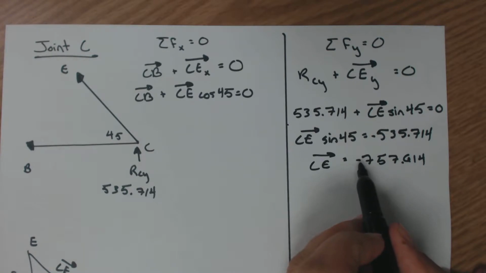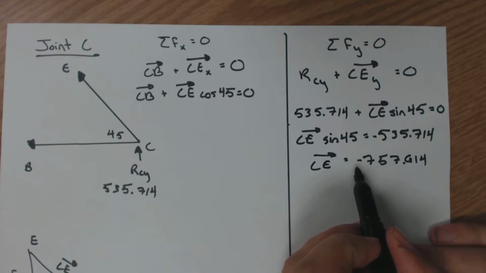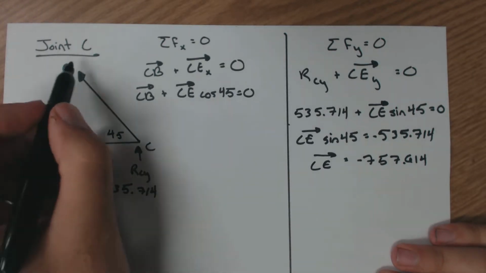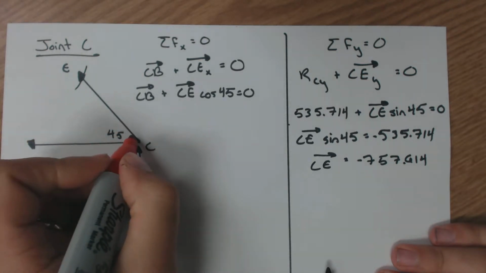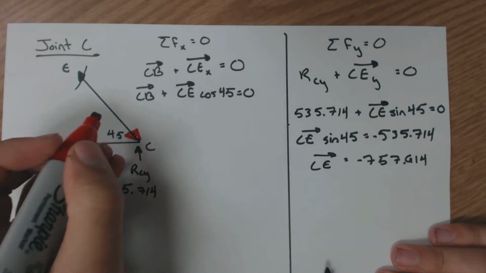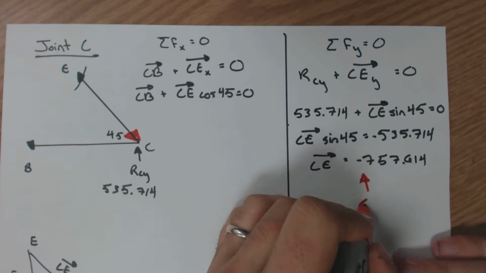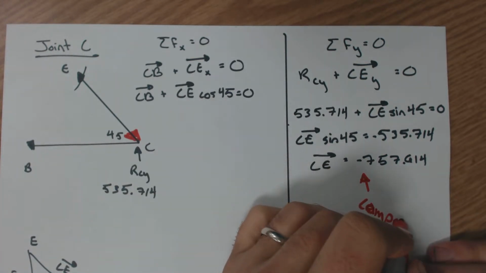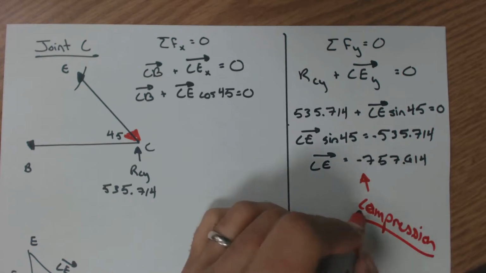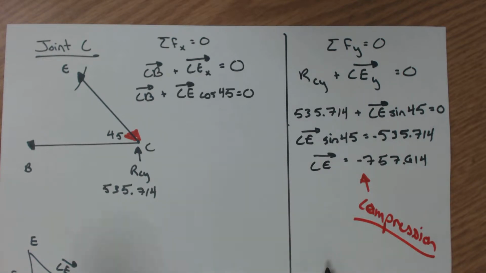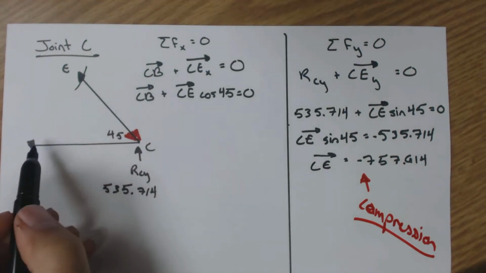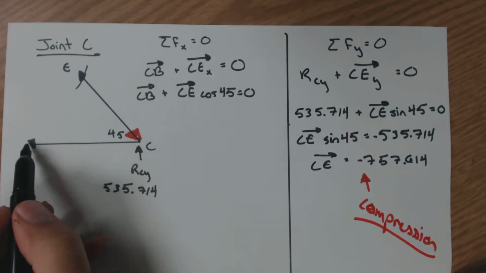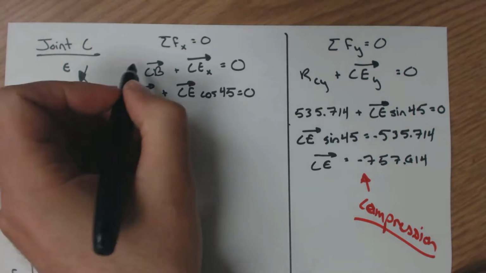That number was negative, so what's that mean? Something important for sure. It means that I drew my arrow in the wrong way. CE doesn't actually go out, but it comes in towards my joint. Which means this is under compression. So I take that over here. I still have CB. Keep in mind, CB is going to the left, so I should actually have a negative here.